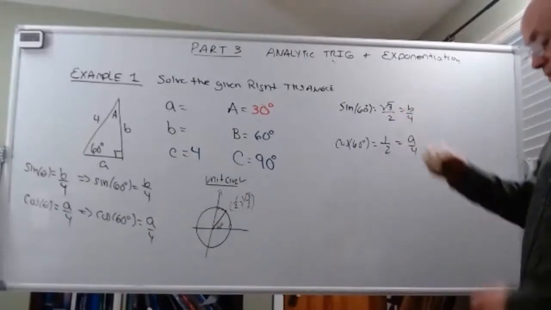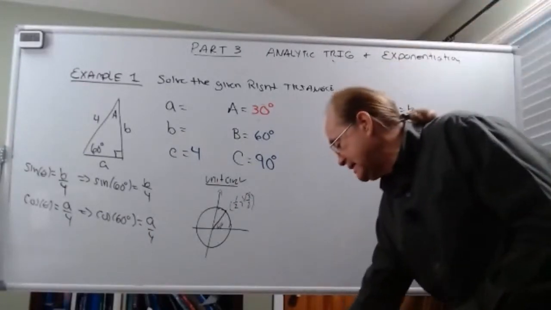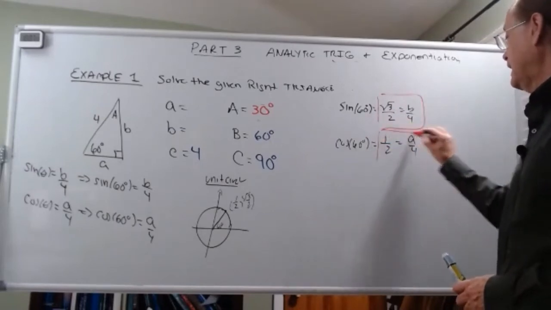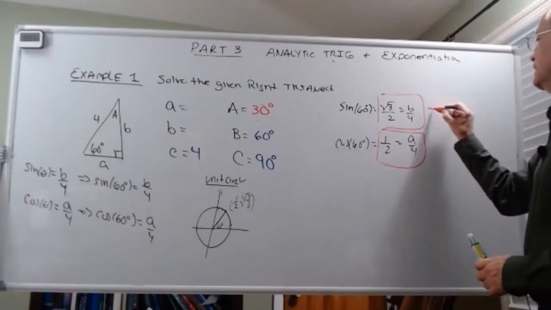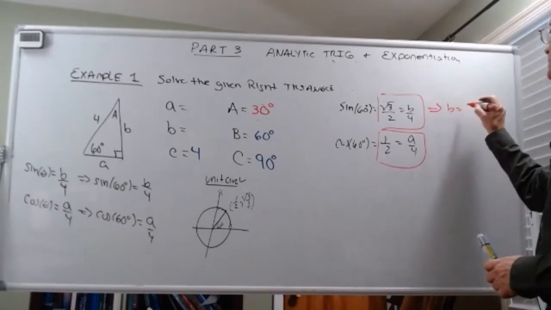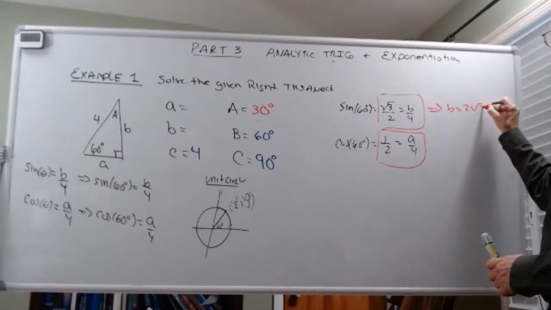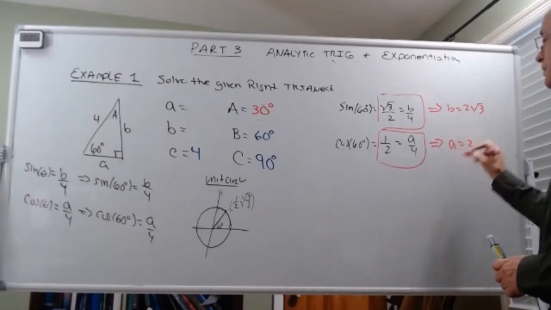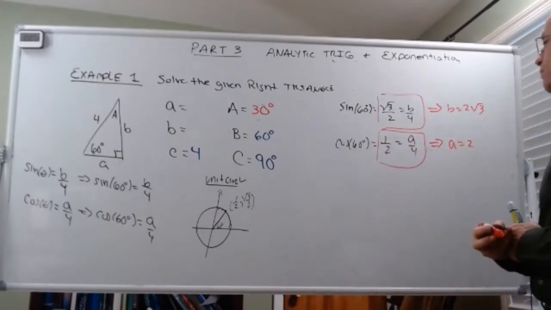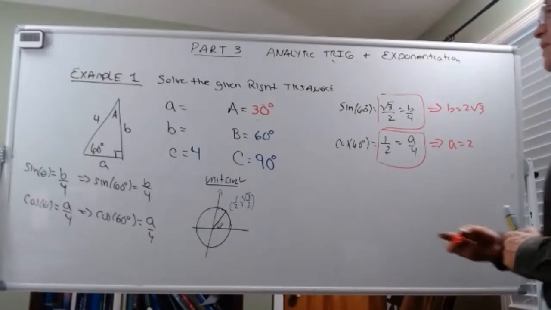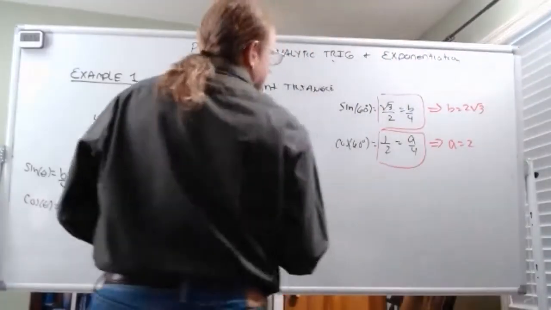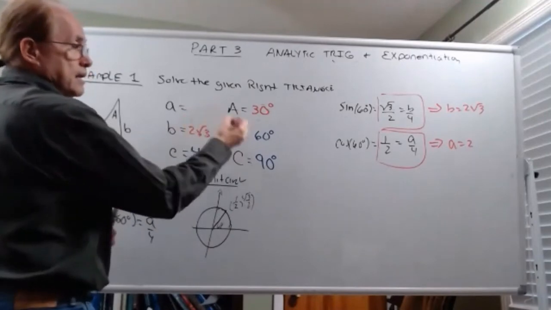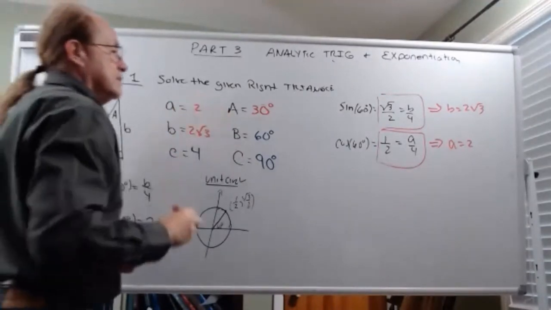Well, notice what I have. In both of these, I can easily solve for both A and B. Multiplying both sides by 4, this tells me that B is equal to 2 square root of 3, and A is simply 2. So I now have what they are: B is 2 square root of 3, and A is 2.